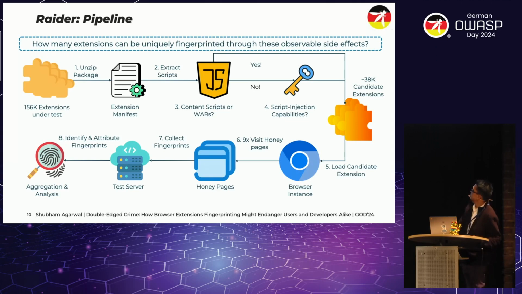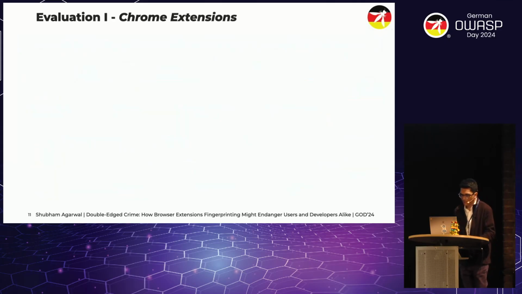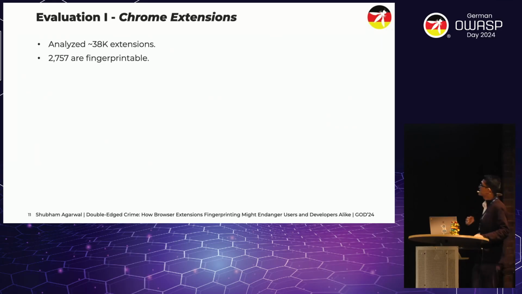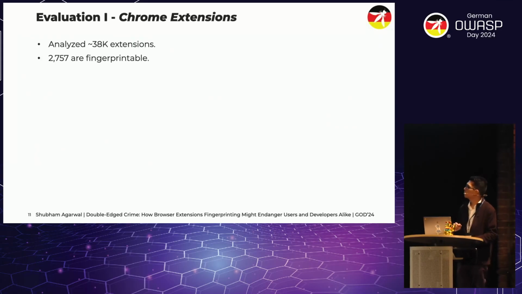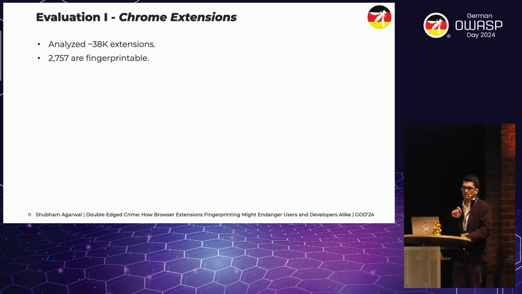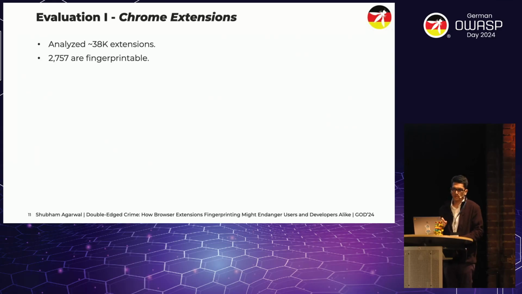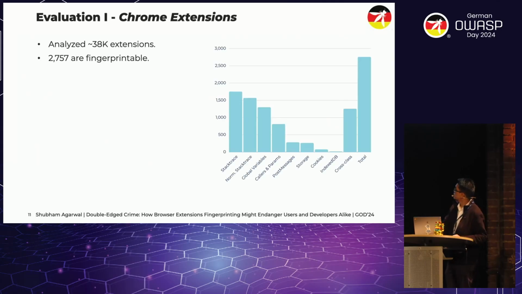So this is about the pipeline, but next, what did we do with our pipeline? We have some numbers now. Out of all the 38K extensions that we analyzed, we found 2.7K of them to be fingerprintable. Mind you, this is an extreme lower bound of the numbers, because, A, we do not log in, and we do not select extensions that only work on certain domains. We do not do fancy monkey testing or anything like clicking on stuff. So this is an extreme lower bound, but still 2.7K extensions were fingerprintable.